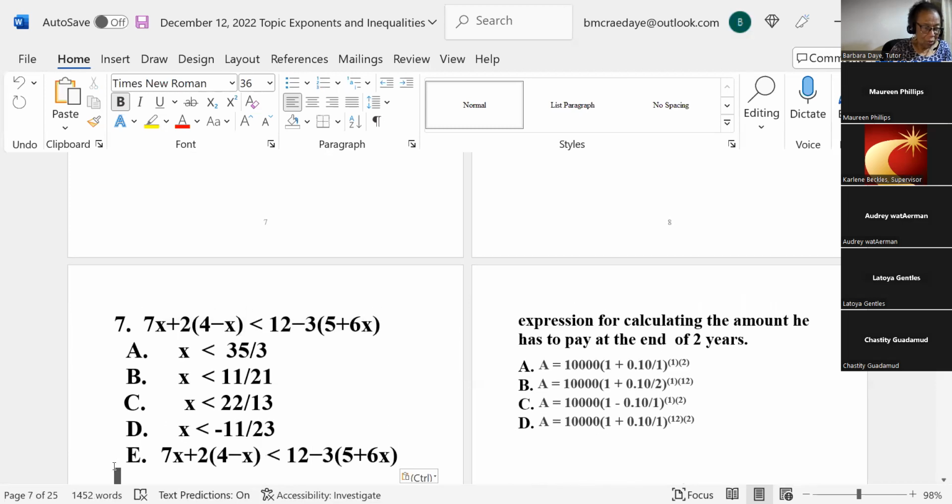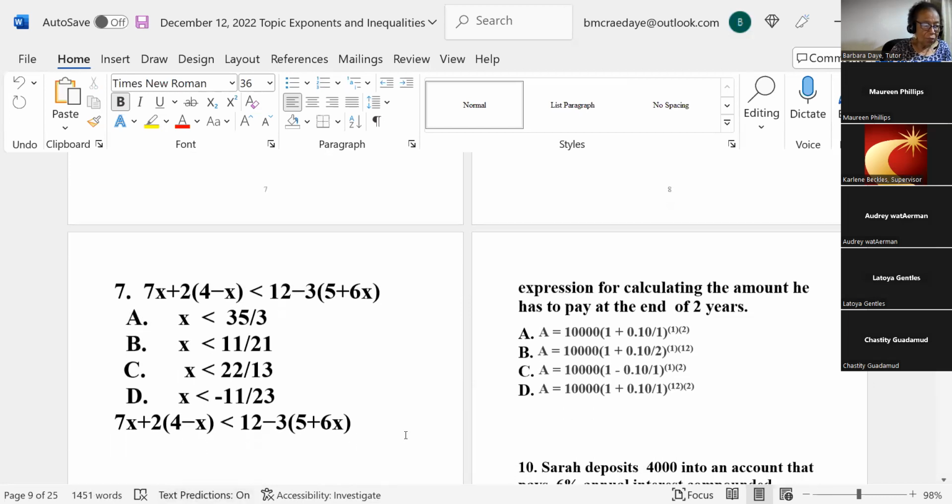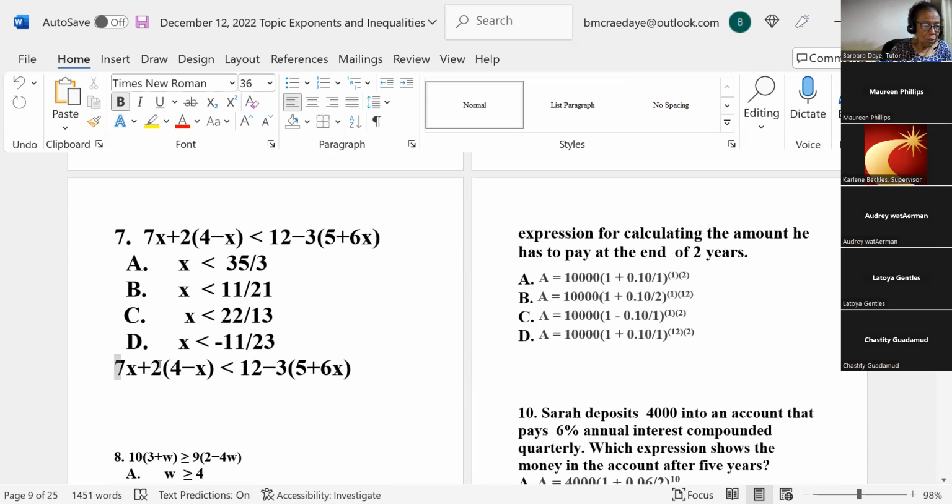All right, so it's not E. Okay, so you multiply 2 times the 4. What's 2 times the 4, Maureen? 2 times 4 is 8. Okay, so let's just put 8. And what's 2 times the negative x? Negative x. You're throwing away the 2? Correct. It'll be a negative 2x. Okay, so let's just put here, and this will be negative 2x.